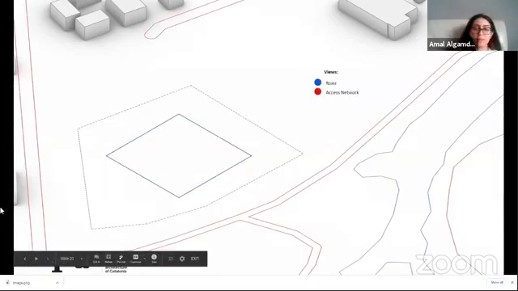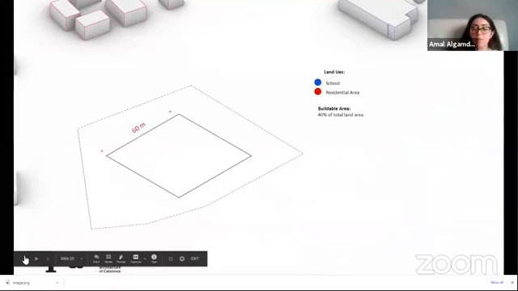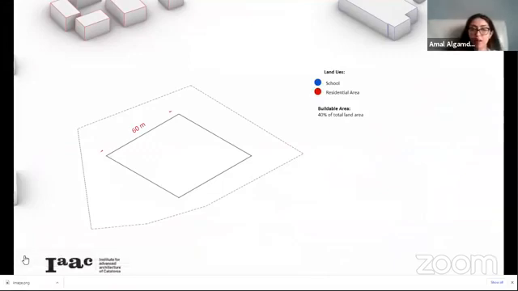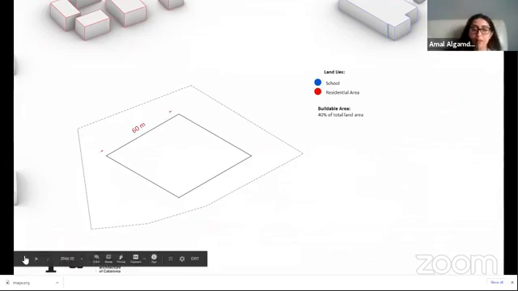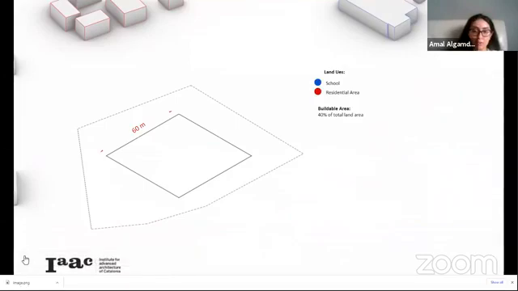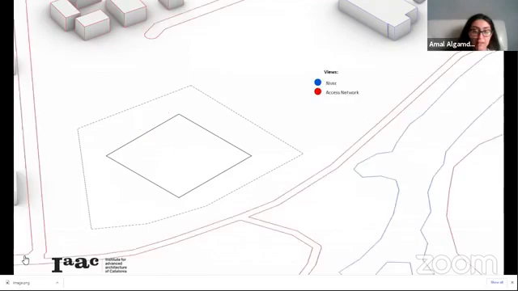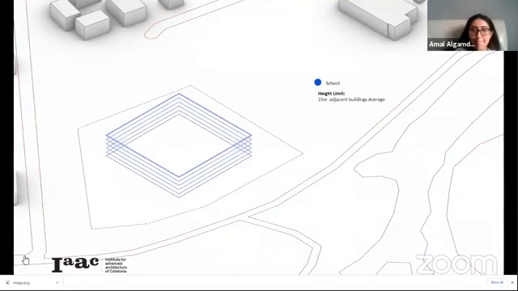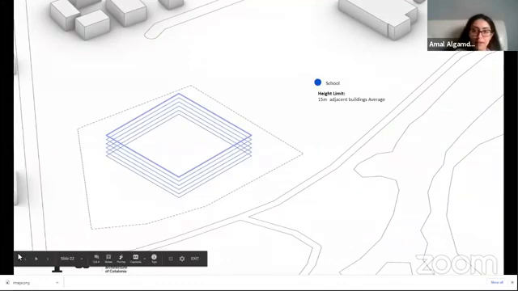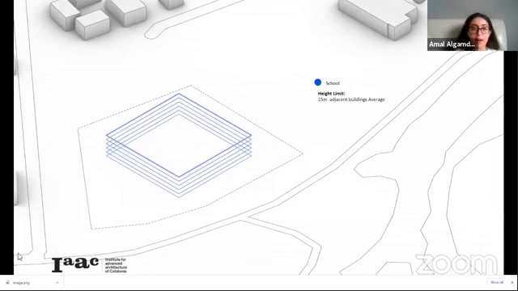We started with our buildable area. We looked at our adjacent land uses. We have the school and the residential areas, so we can define the orientation of the building. We also looked at the buildable area that we are eligible to build, which is 40% of the land. Our views are toward the river, and we looked at our access network. Then we defined our height limit based on the adjacent building average, which is 15 meters high.